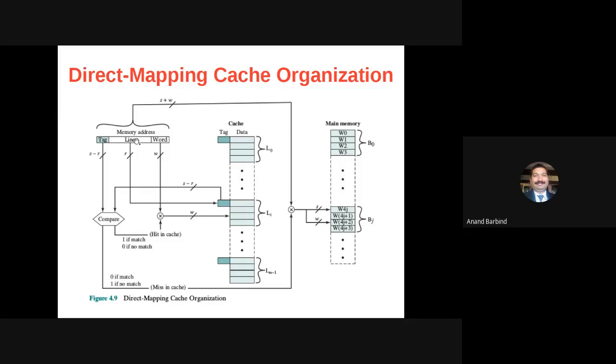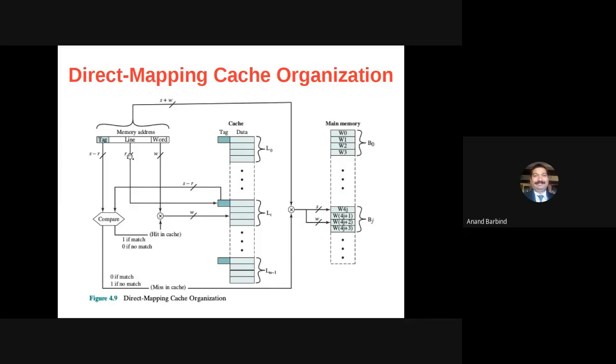The line field gives the line number where that particular block may exist. The line number may be, let us say, of 4 bits, 5 bits, or 6 bits. If it is of 4 bits, then 2 to the power 4, that is, there will be 16 lines. The first line will have the address 0000, the next line will have 0001. That is, the line number is given by the r number of bits.